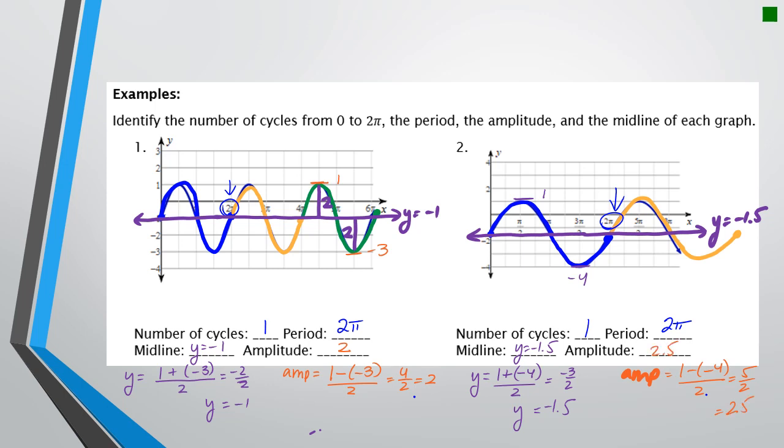So on my graph here, my amplitude, if I start at this purple line and I go up, it should be 2.5. And if I start at the purple line and I go down, it should also be 2.5 boxes away.